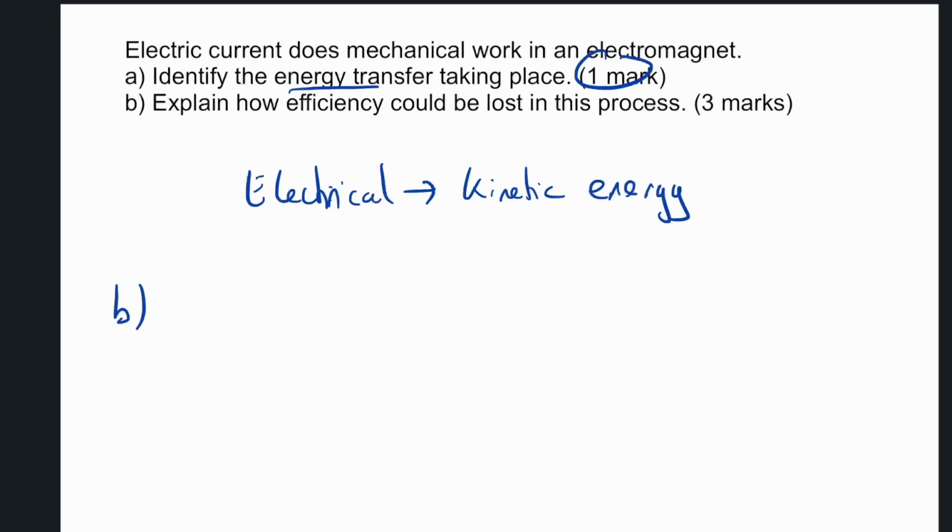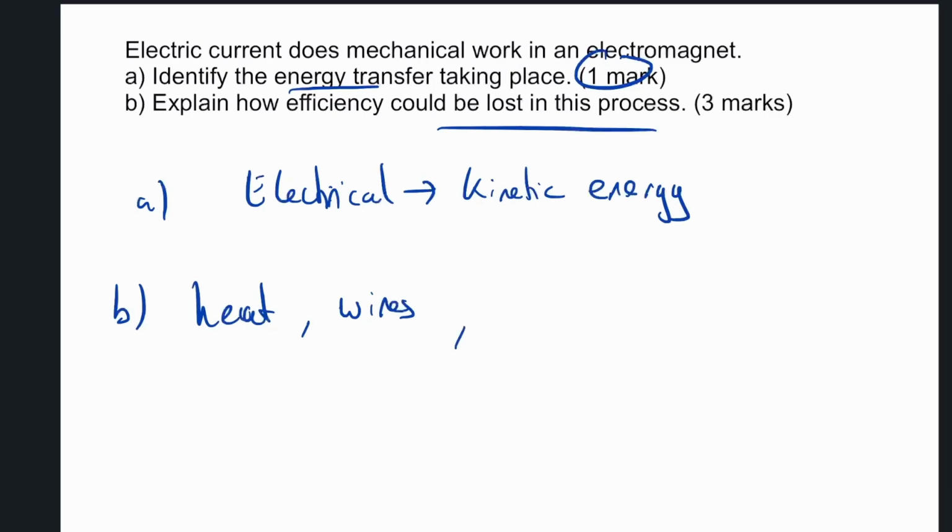The next one then for part B, we can say explain how efficiency could be lost in this process. Well, there's a few ways you might lose some energy here. So remember, when we're talking about efficiency losses, we're talking about energy losses here. And energy losses are simply when we transfer energy to types of energy which we don't find useful. So one of the main things, it could be heat. So you could end up creating heat in the wires. So remember, you're transferring electrical current through these wires, and those wires could heat up, and therefore some of your electrical energy is being transferred to heat energy. So that's sometimes called wasted energy, because we're converting energy to less useful forms.